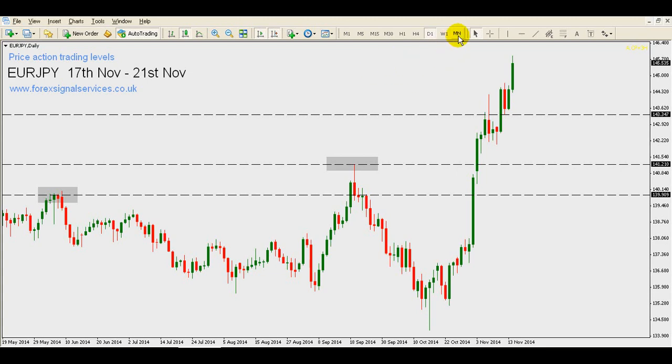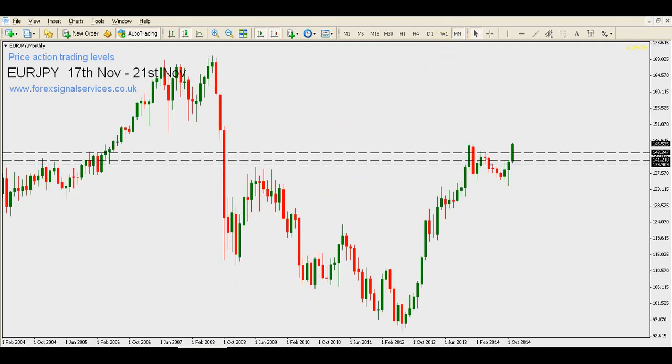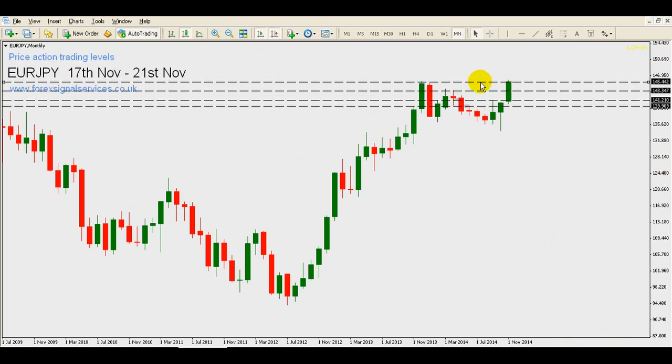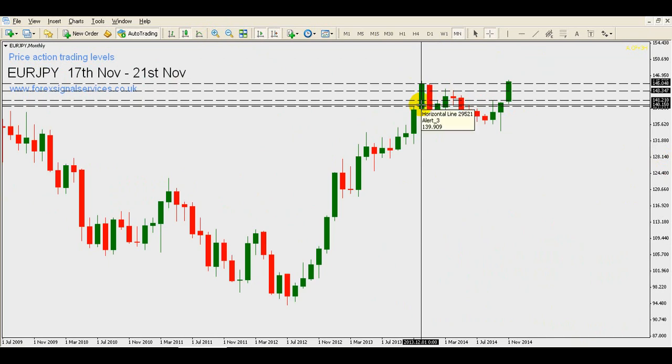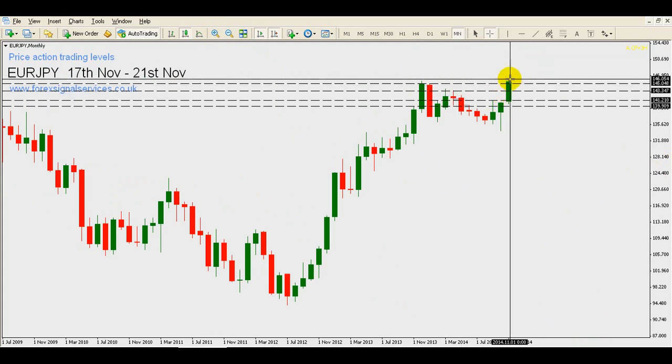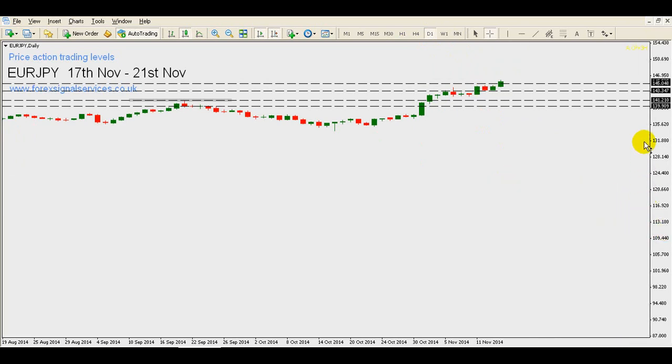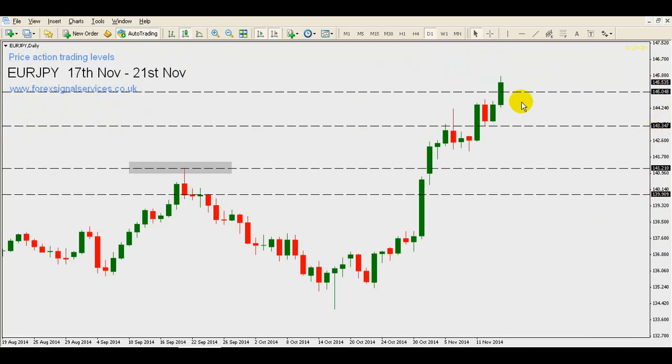If we go up and look on the bigger picture on EURJPY, there was a previous monthly high just there. Let's just get that a little bit more accurate, because obviously it's monthly. There, that's better. You can see we've actually broken through the previous monthly high from December 2013. So it's broken that, not by a lot, but it's actually broken that level. So back on the daily, you'll see it a bit clearer just there.